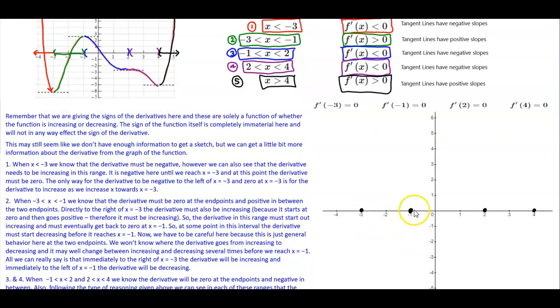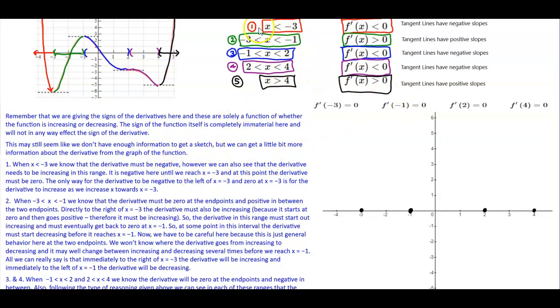Now recall that the reason why these are zeros is because the horizontal lines at the peaks and valleys tell us what that slope is going to look like. Remember that we are given the signs of the derivatives here, and these are solely a function of whether the function is increasing or decreasing. The sign of the function itself is completely immaterial here and will not in any way affect the sign of the derivative. This may still seem like we don't have enough information to get a sketch, but we can get a little bit more information about the derivative from the graph of the function.